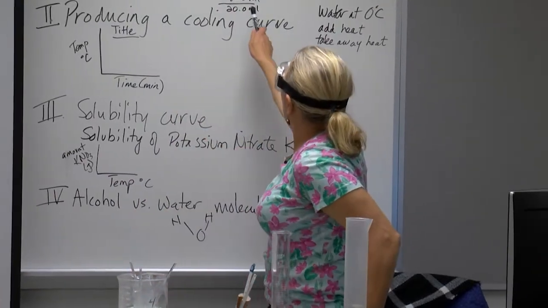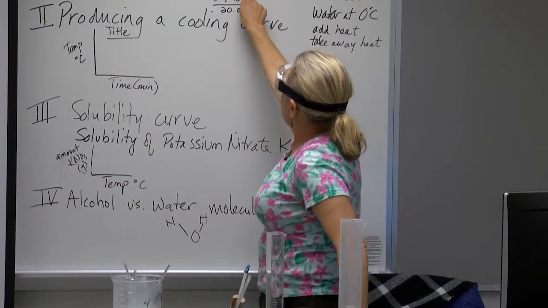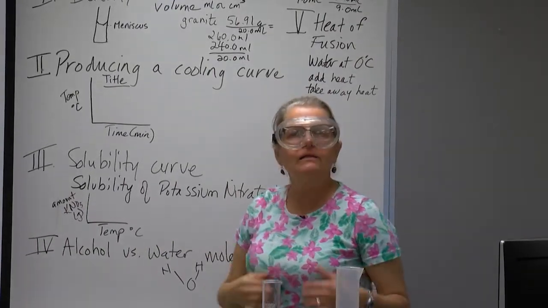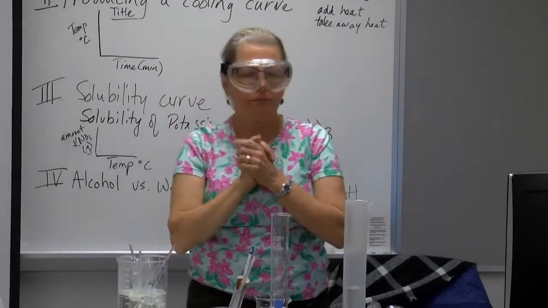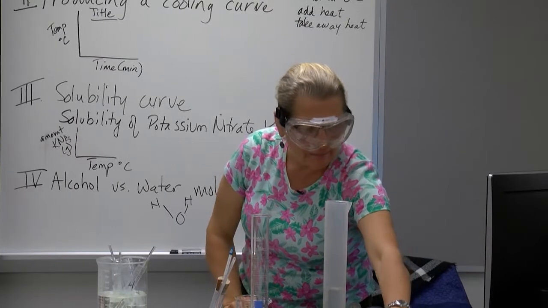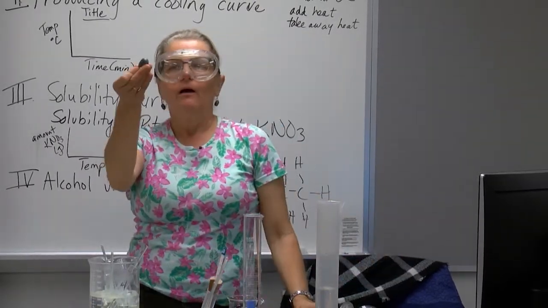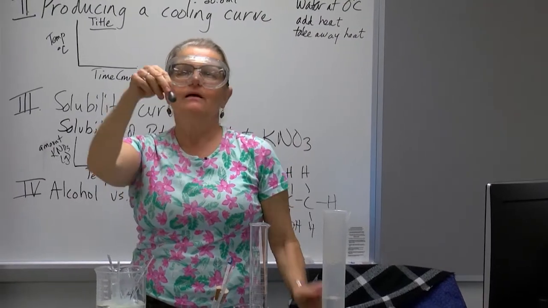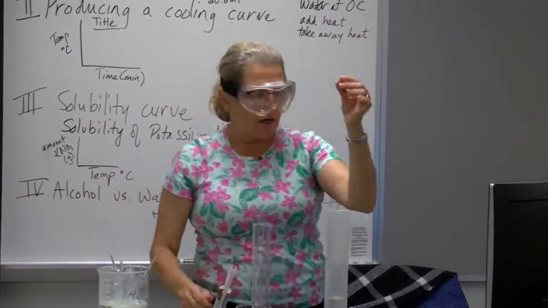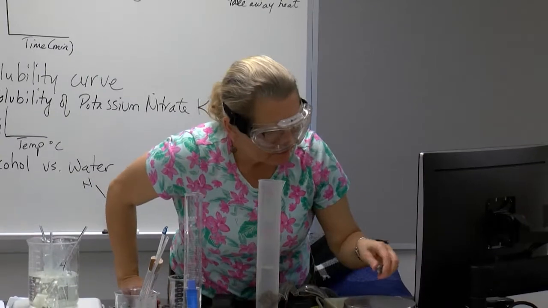Again, how many sig figs? This has 3, this has 4. So how many sig figs are you going to have in your answer? You've got to think about that. Now, one more thing we're going to do. We have a piece of lead. This is a fishing sinker, if you're going fishing.